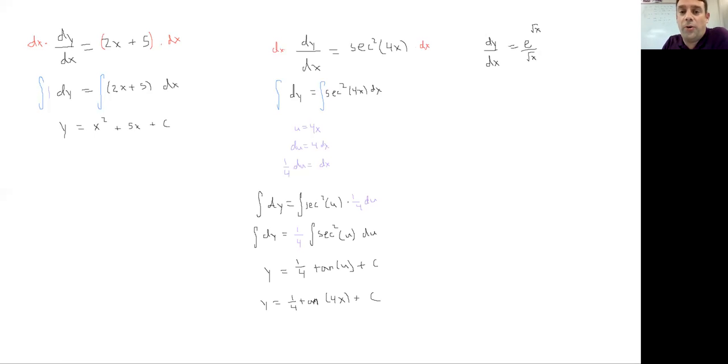All right, let's see how you did on this other one here. We multiply both sides by the differential dx. And when I do that, I end up with dy equals e root x over root x dx. And now we're going to integrate both sides. So, got a little bit of work here to do.